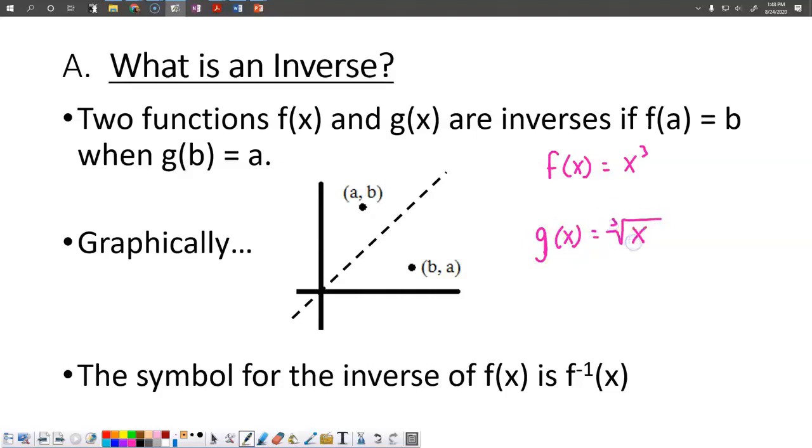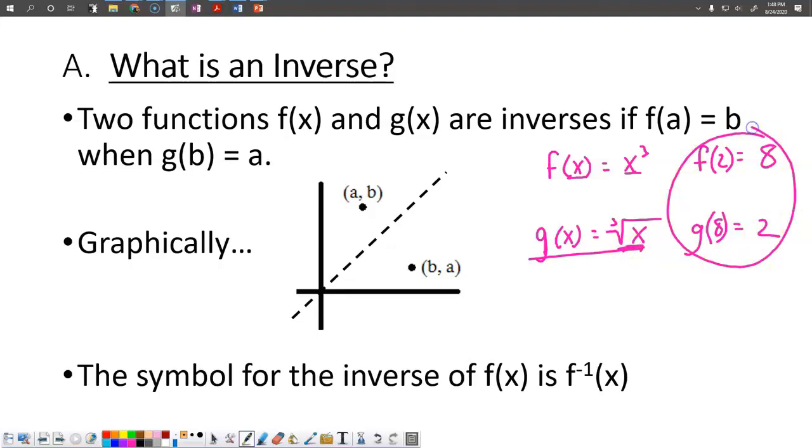These are inverse functions, and here's why. If I were to plug 2 into the f function, 2 to the third power is going to give me 8. Whereas for this one, if I were to plug in 8, taking the cube root of 8, I would get 2. And you can see the relationships here. So an inverse function is a function where the input of this function is the output of the other and vice versa. That's what an inverse function is.